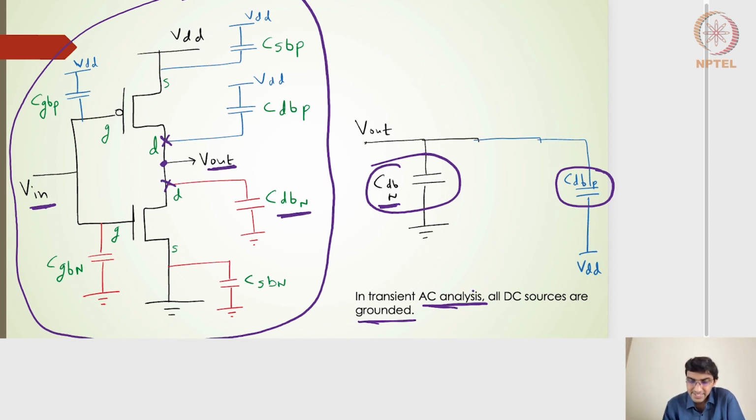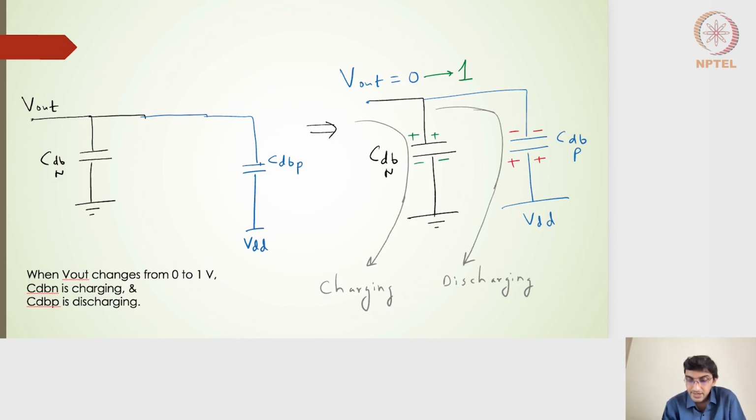So for any kind of AC analysis or transient analysis, what we say is the DC sources should be considered as ground. That is one way of looking at it, and then trying to estimate the propagation delay parameters. But what really happens, we will see.